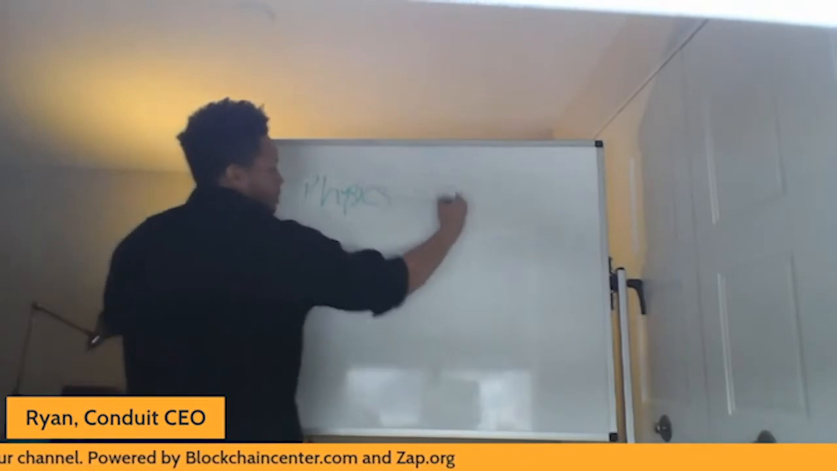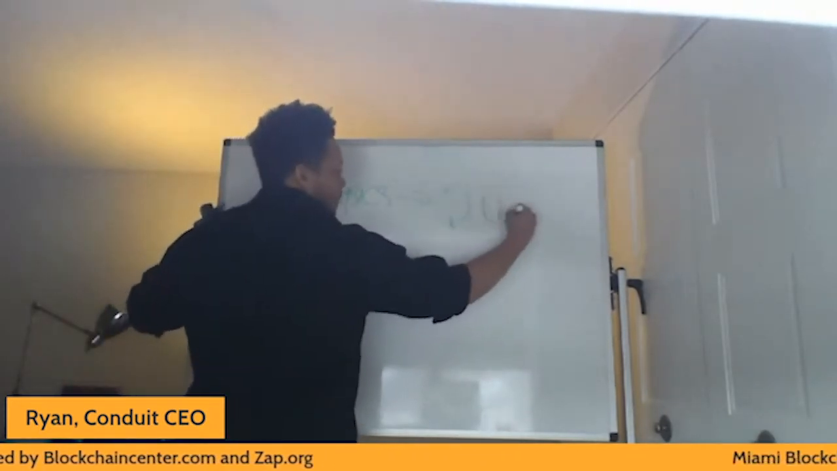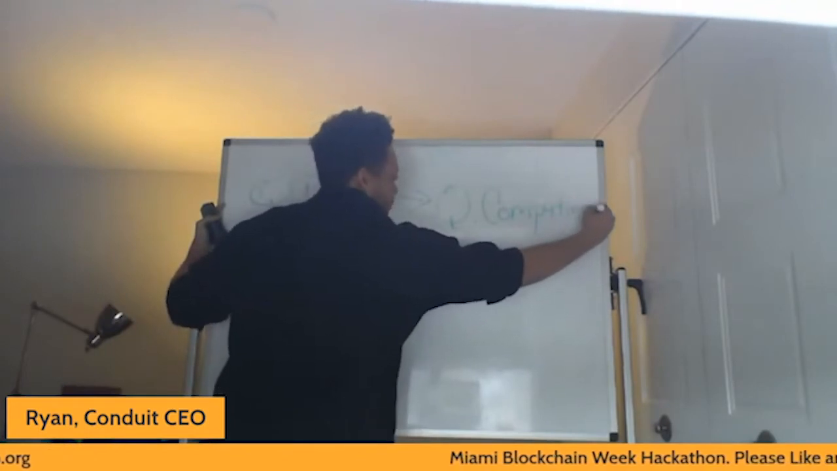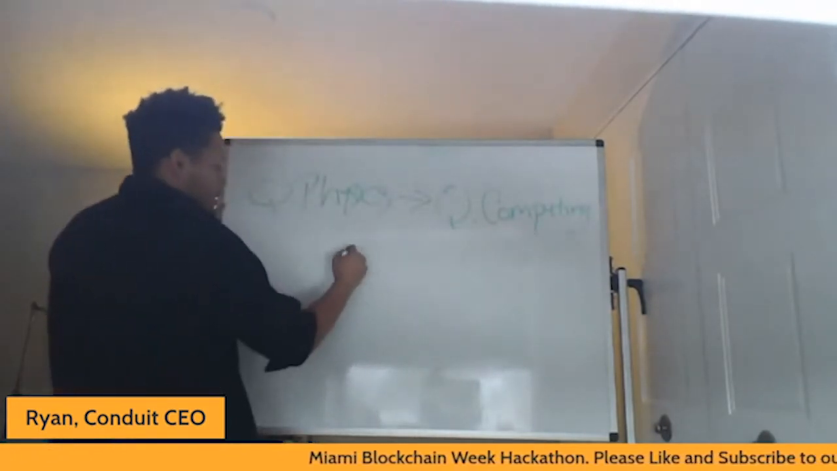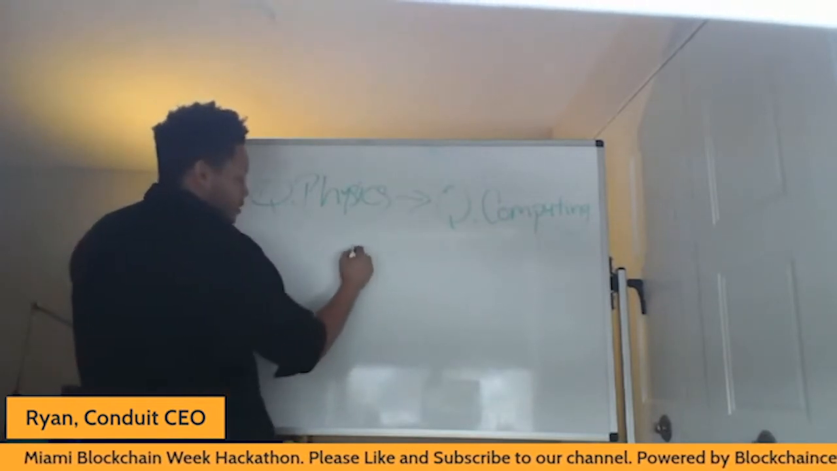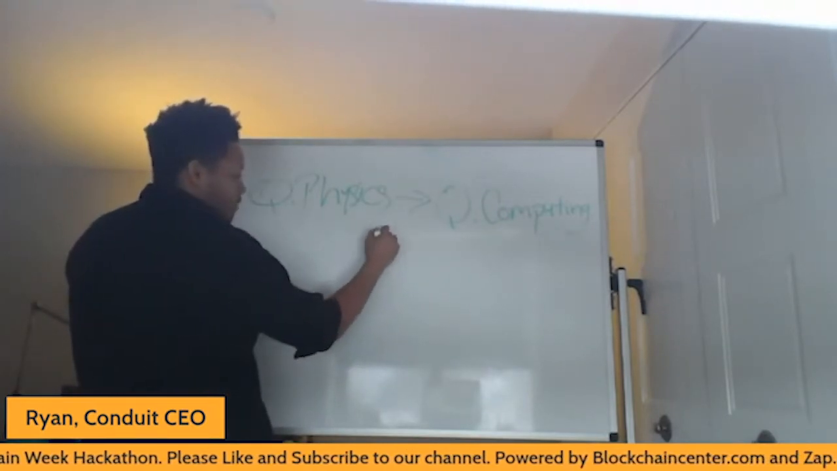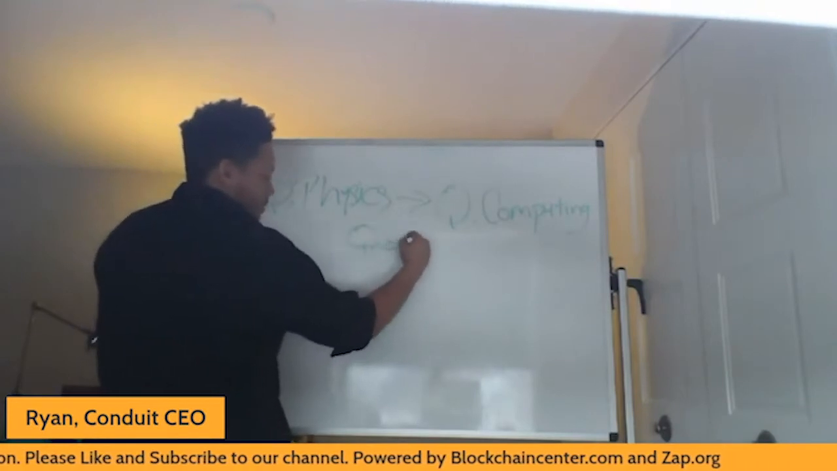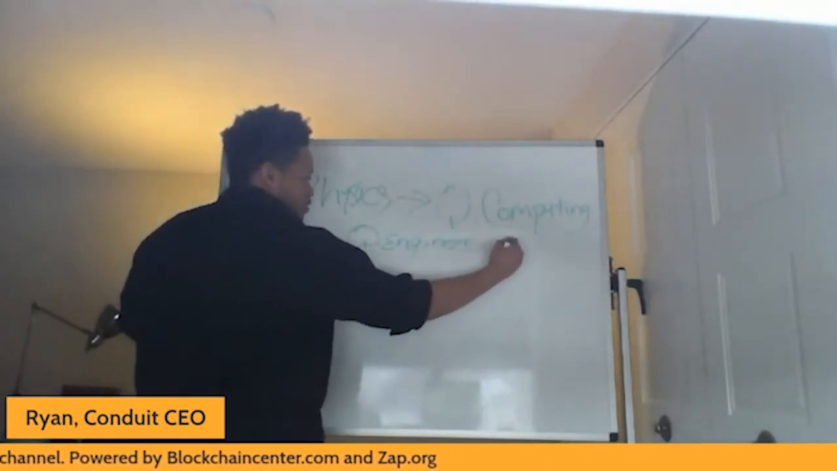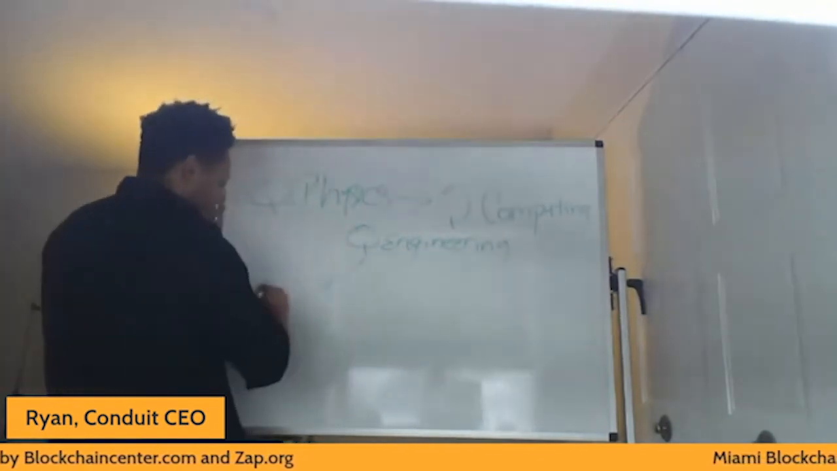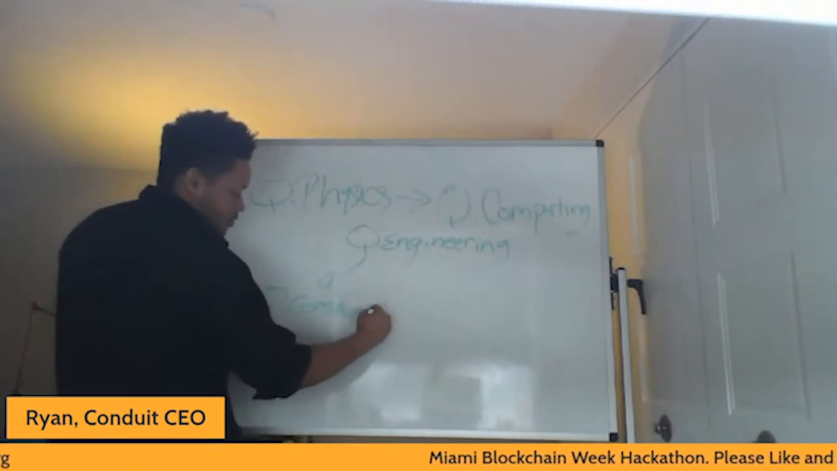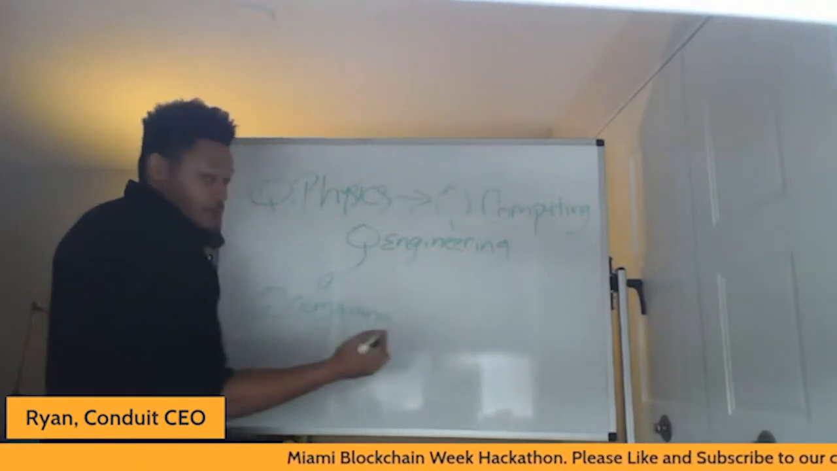Then we're going to quantum computing, right? The way that quantum engineering comes into play here is that quantum engineering is really the root. It's the branch. So in other words, I have quantum engineering. So I'll put that here, quantum engineering. Quantum computing is just one application. There are plenty of other applications.